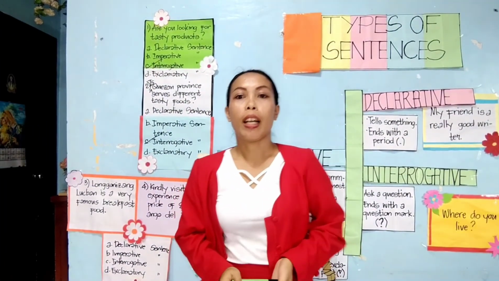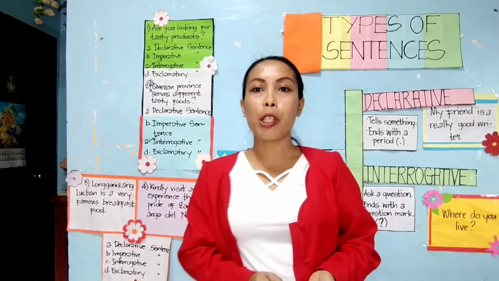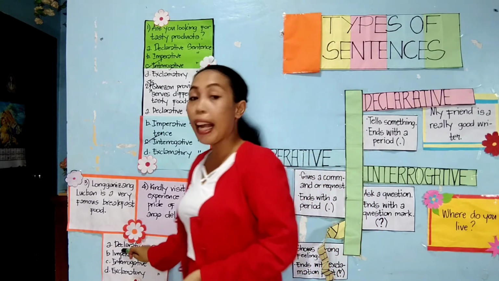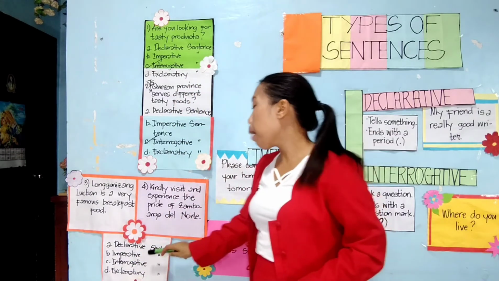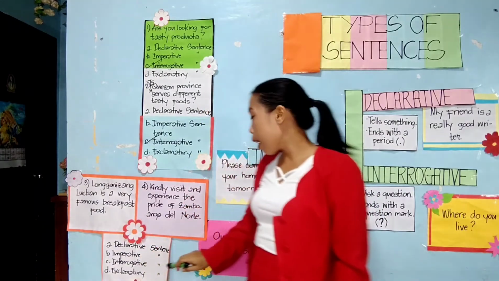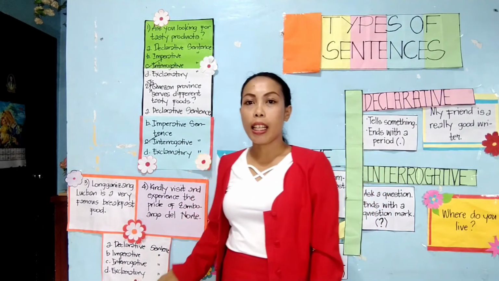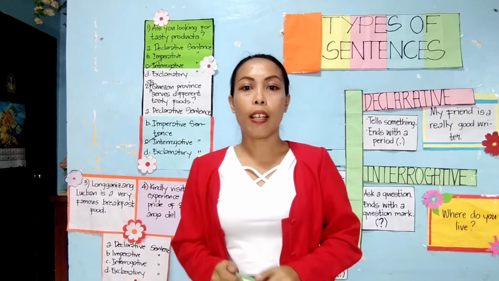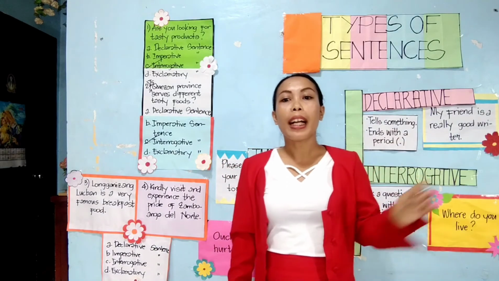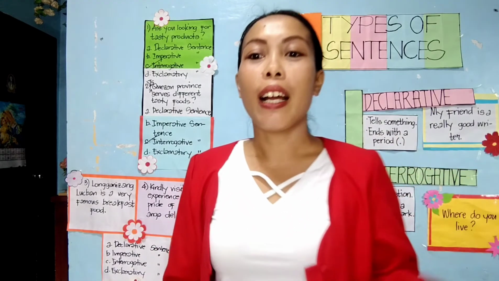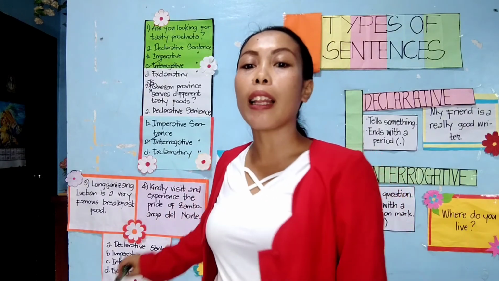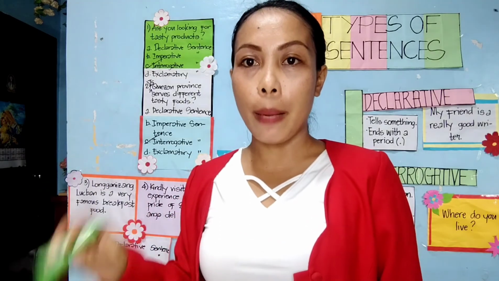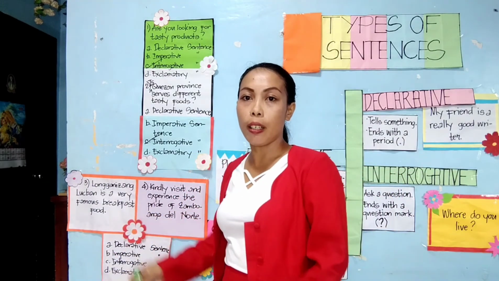Sentence number 3. Longganisang Lukban is a very famous breakfast food. What type of sentence is this? A, declarative. B, imperative sentence. Letter C, interrogative sentence. And letter D, exclamatory sentence. Anybody from the class, what type of sentence is this? Very good. The correct answer is a declarative sentence. It is a sentence that states information about something and it ends with a period.